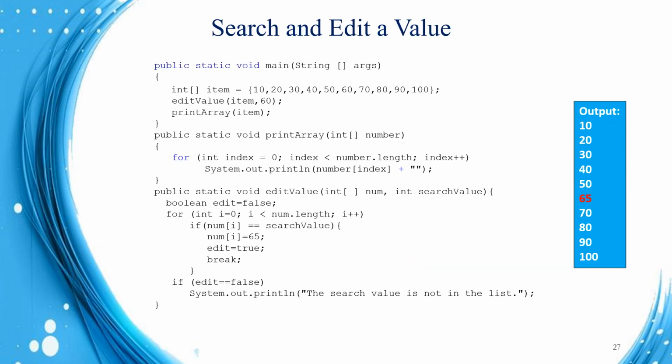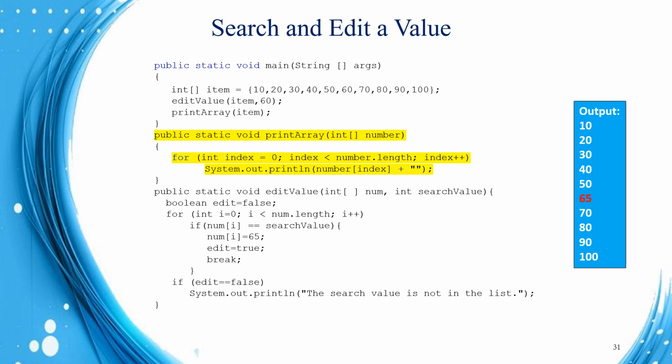We can also have a method with an array as the formal parameter to search, print, and edit a value. In this code here, we have printArray method and editValue method. editValue method takes in an array and the search value. Using a for loop, it checks all the elements, and using if, it tries to find the same search value in the array. If it finds it, it replaces it with 65 and exits the for loop. Otherwise, it will display the search value is not in the list.